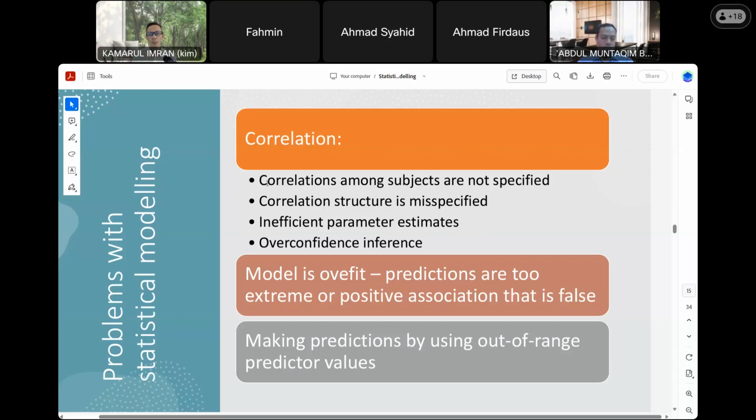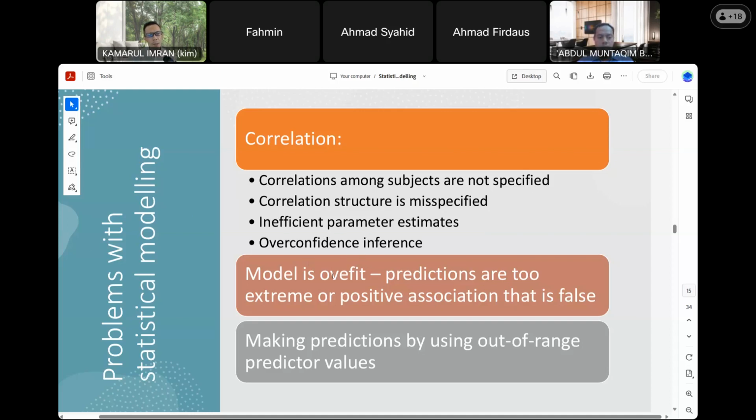But for the other page, when you analyze data, for example, from different schools or different health clinics, people or I might ask, okay, why do you do linear regression? Why do you do logistic regression? Why don't you do a mixed model? Because your data might not be independent. The result is inefficient parameter estimates and overconfident inference.